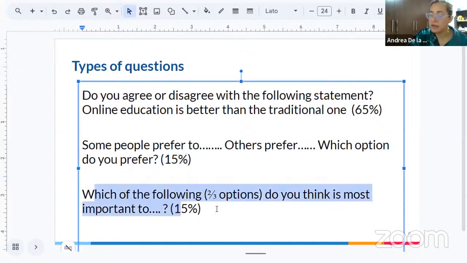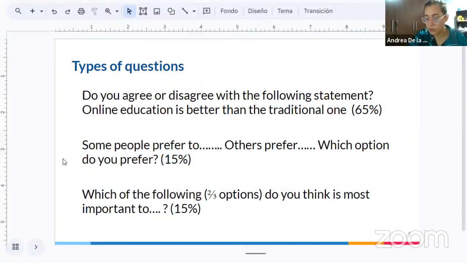And finally, there are a few chances in which they give you more than 2 options. So for example, they can say, which of the following do you think is better? Do you think is most important for students? And then you have 2 or 3 options to choose. So maybe you have option A, I don't know, online classes, option B, traditional classes, and option C, a mix between the both of them.